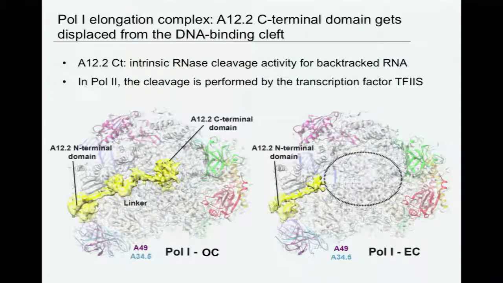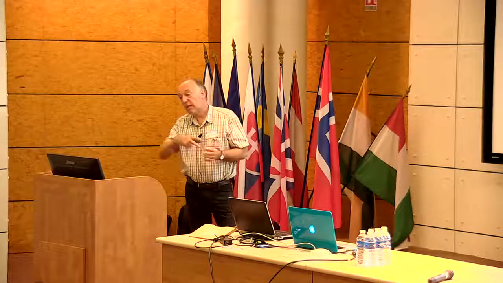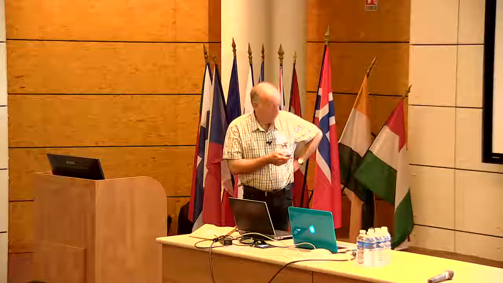And what we see is that in the open complex, when the DNA binding cleft is half closed, the C-terminal domain still sits in the active center. We can also see that in the apoform. But then if the elongation complex completely forms, the C-terminal domain gets expelled and is no longer present in the active center. And so we could observe that here.